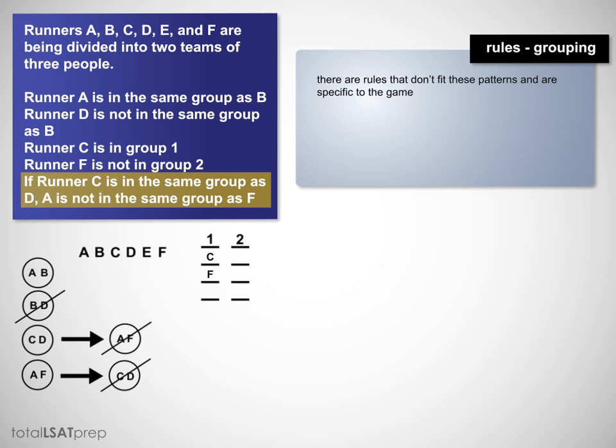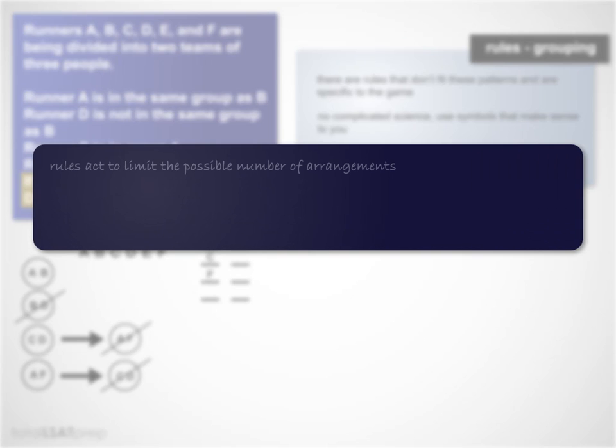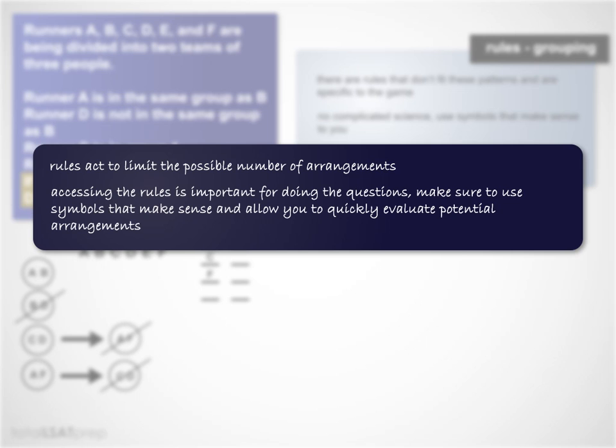Okay, so there are rules that don't fit these patterns and are specific to the game. So it's not a complicated science. Just use symbols that make sense to you and try to visually represent it so that you have something you can quickly look at as you're trying to make an arrangement in order to answer the question. Okay, so to recap, rules act to limit the possible number of arrangements, and assessing the rules is important for doing the questions. So make sure to use symbols that make sense and allow you to quickly evaluate potential arrangements.